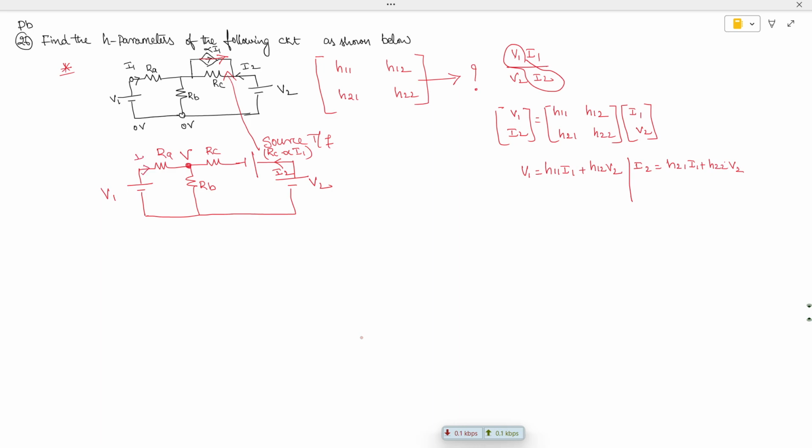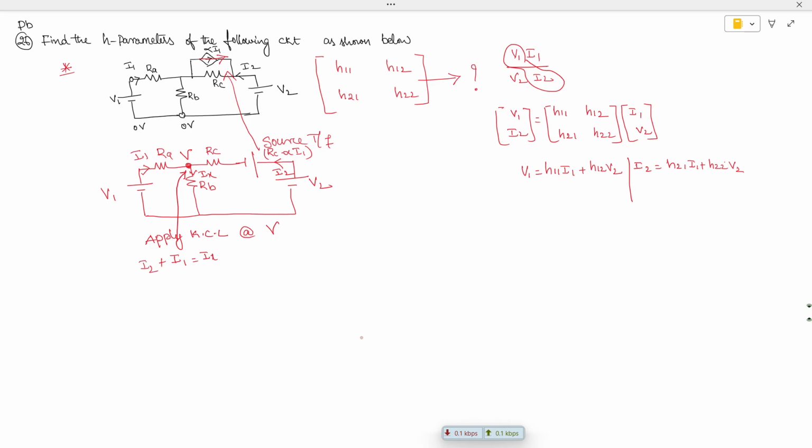So the current in this branch is I1. Let's try to write down the nodal equation at this point. So let's mark this current as some Ix. So apply Kirchhoff's current law. So what is entering at node B? Entering current is I1, leaving current is Ix, and one more entering current is in this direction, which is nothing but I2. So I1 plus I2 are entering, leaving is Ix.